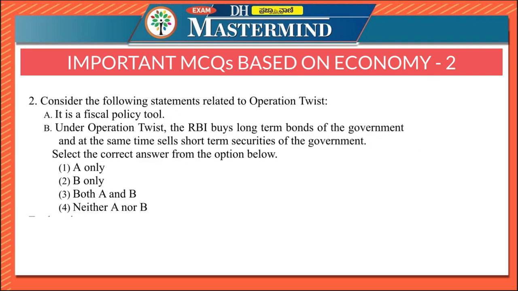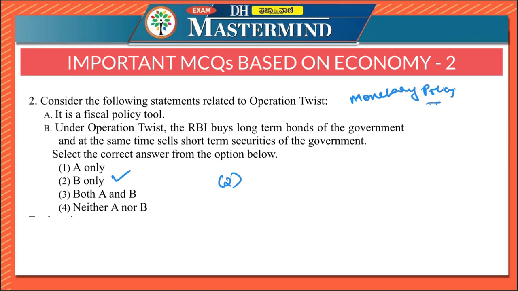The second question says, consider the following statements related to Operation Twist. A: It is a fiscal policy tool. B: Under Operation Twist, the RBI buys long-term bonds of the government and at the same time sells short-term securities of the government. Here, the right option is option 2, B only. Operation Twist is a monetary policy tool.